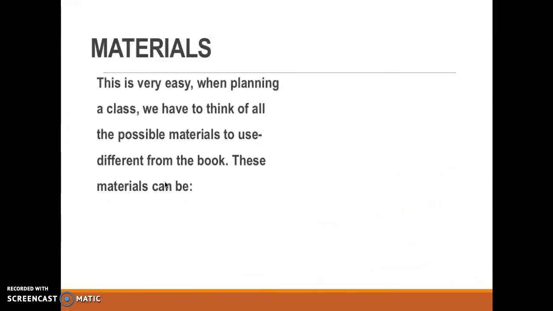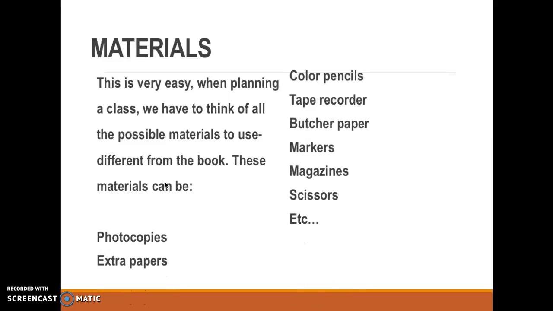Materials. Here we have something that is really easy to plan, but if you don't do it in advance, you can have a hard time. When we plan, we need to think of materials like this: photocopies, extra papers, color pencils, a recorder, battery paper, markers, magazines, scissors, or any other kind of material. Just think of the situation that you need paper, but you forgot it, and it was crucial for the development of the task of your class. So just one little thing can influence your class positively or negatively. So just think of what you are gonna use and make sure that you have it and that they work.